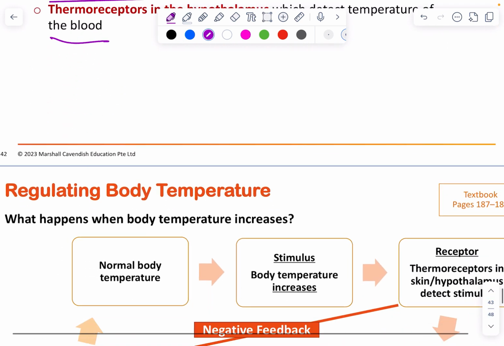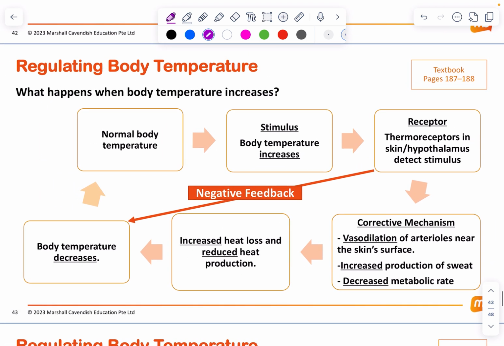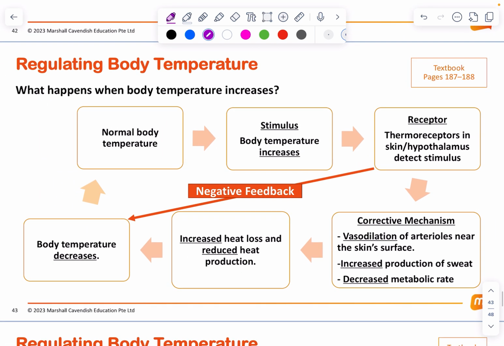Okay. So in terms of regulating the body temperature, first of all, there will be the stimulus of the temperature increase. Usually when you go to a hot environment, or you can exercise, after you exercise. Then the receptors in your skin or hypothalamus will detect this change, causing a corrective mechanism.